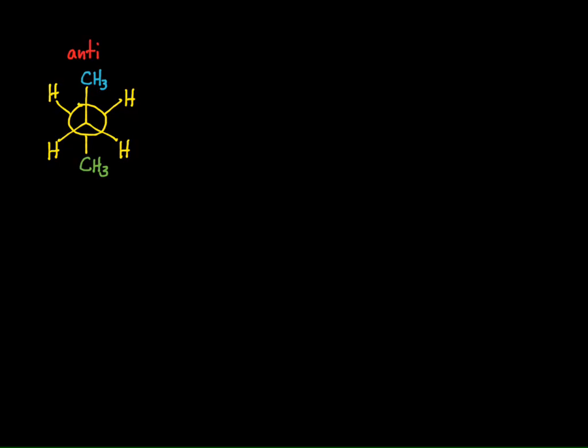Now, I'm going to rotate 60 degrees. And I'm going to do this, again, in a clockwise fashion. Remember, I'm holding the front carbon stationary. So the orientation of the substituents on the front carbon never change. And it makes it easy because now I can draw the substituents on that front carbon, and I know that they're never going to change. And all I really have to worry about is what's happening to the back carbon.